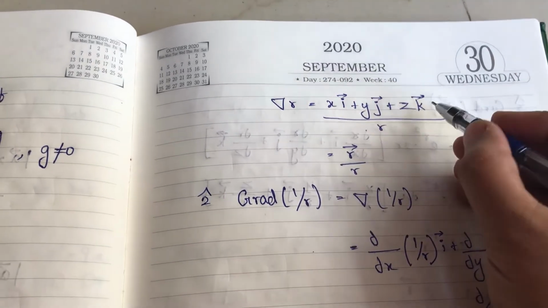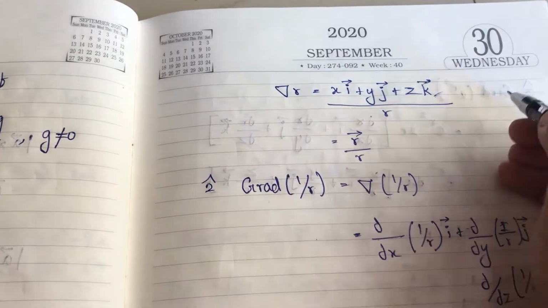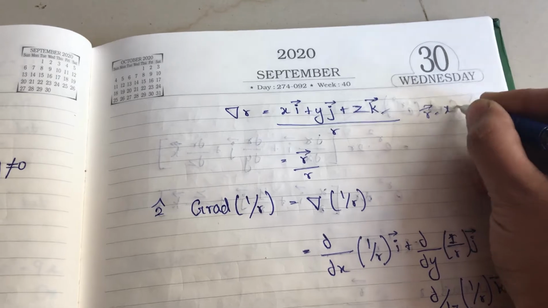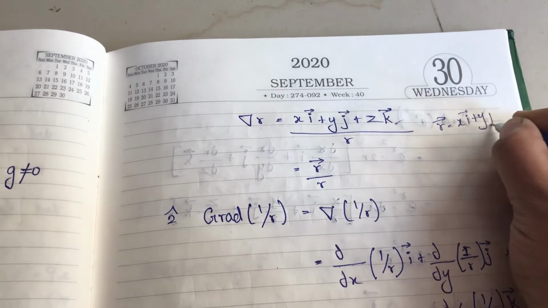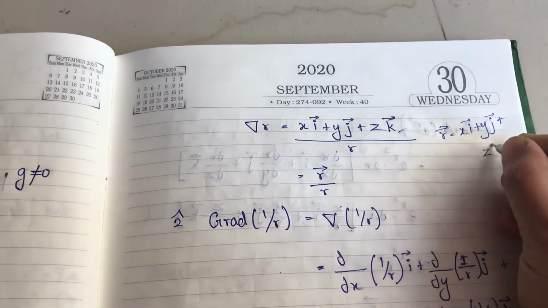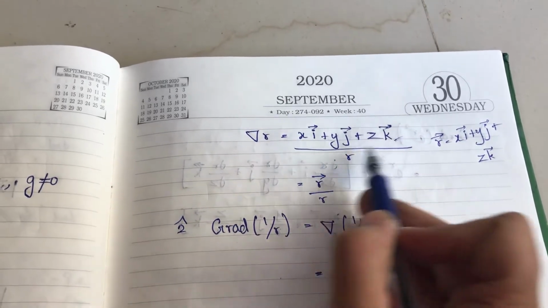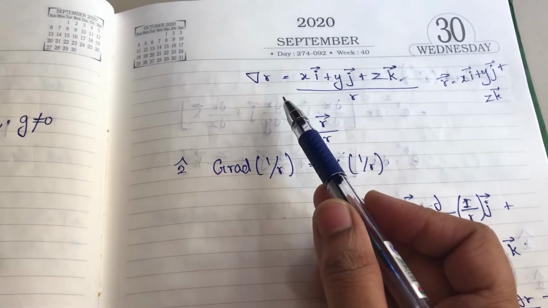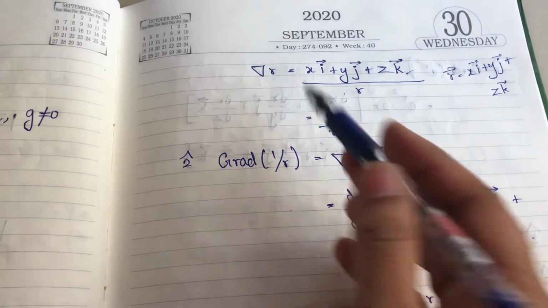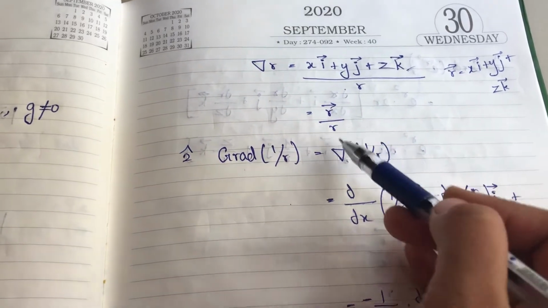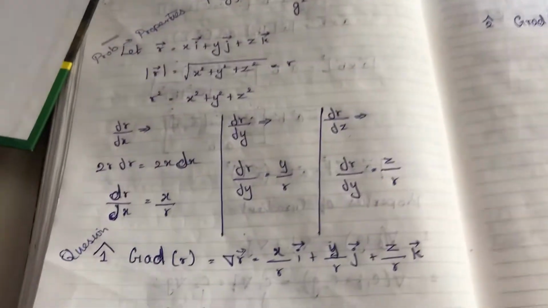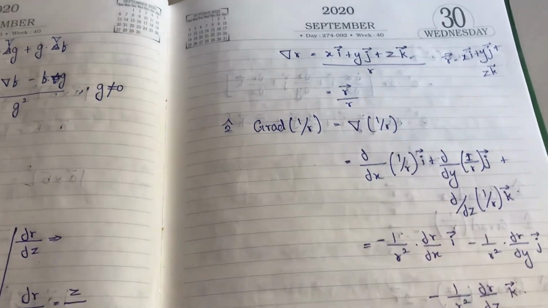Okay, you can see here this is the r vector. What is the r vector? It is nothing but x i vector plus y j vector plus z k vector. You can see here this term will be the r vector. So del of r is equal to r vector by r. Likewise, they have asked another question. So you can see here gradient of r is nothing but r vector by r.